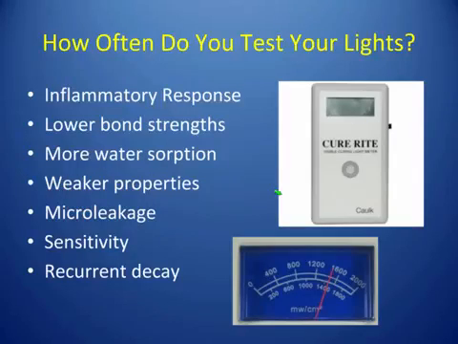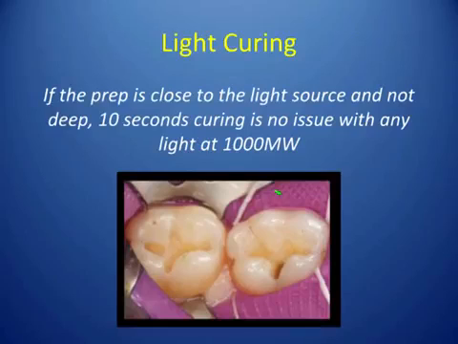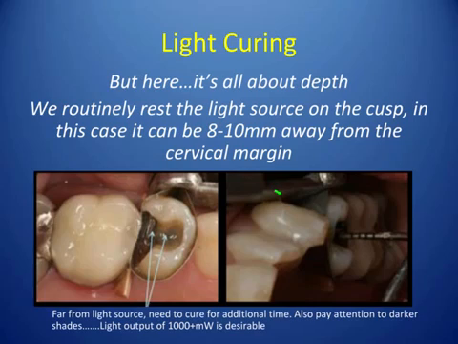One of the things to factor in most is how close we are to the light source. Quite often with things that are shallow and close to the surface, 10 seconds with a 1,000 milliwatt or 1 watt light is no problem. What happens quite often is we're up to 8 to 10 millimeters away from our adhesive or our base material as we're beginning to cure.